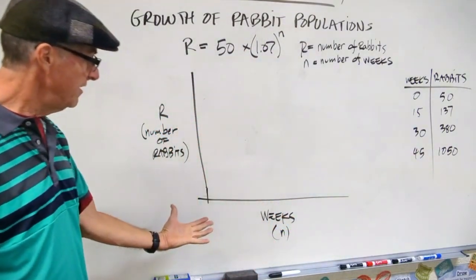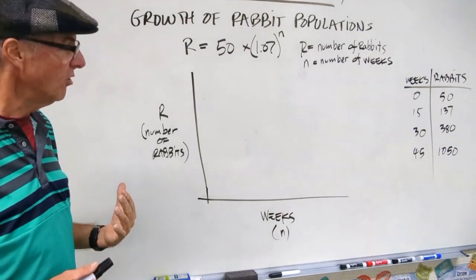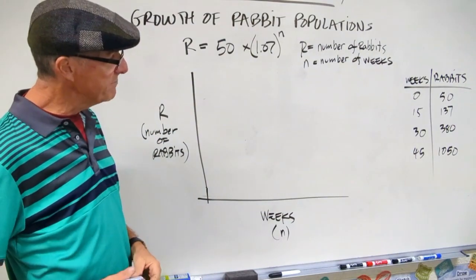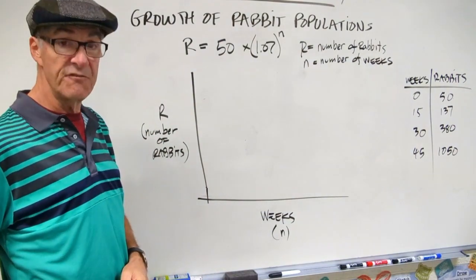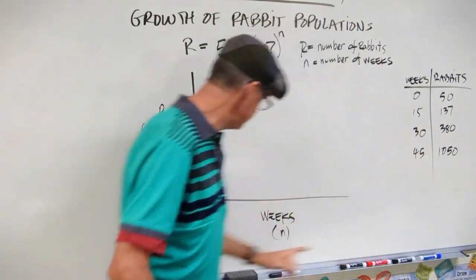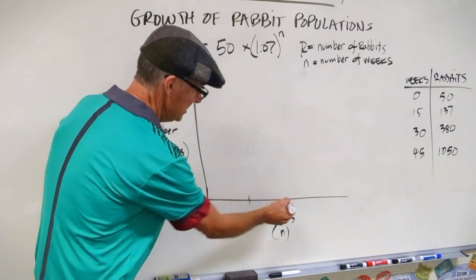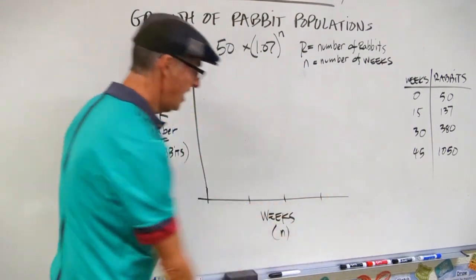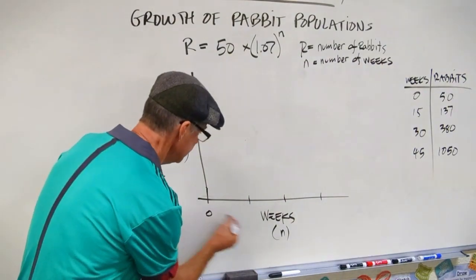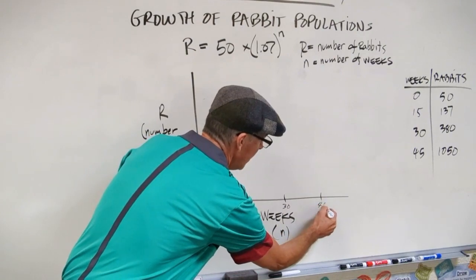Now here's my graph. Now scaling the axes is the thing that people struggle with. So on the horizontal axis, on the weeks, I'm going by 15s and I get to 45. The 0 weeks is right here. So I might go 15, 30, 45. And that I mark them evenly. That's all I need. So here's my 0, my 15, my 30, and my 45.